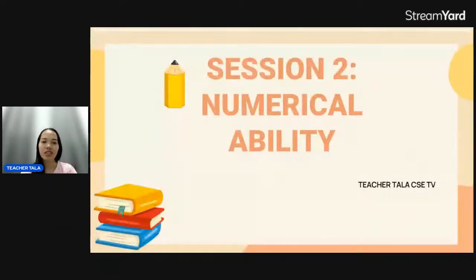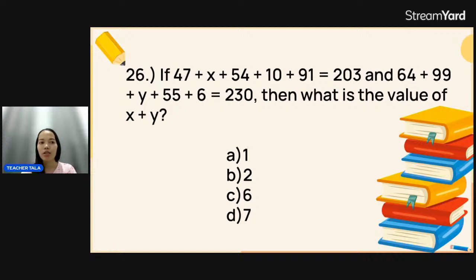Session 2 of our numerical ability discussion. I-continue ko lang yung numbering natin. We stopped at the 25th item last Saturday, so ngayon naman ay ipagpatuloy natin. Number 26: if 47 plus x plus 54 plus 10 plus 91 is equal to 203 and 64 plus 99 plus y plus 55 plus 6 equals 230, then what is the value of x plus y? First, hahanapin natin yung value ng x, tapos yung value ng y, and then i-add natin sila to get x plus y, the answer.